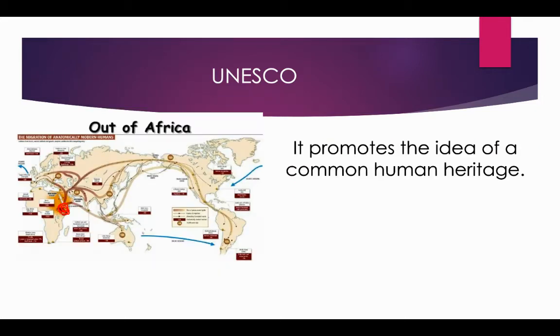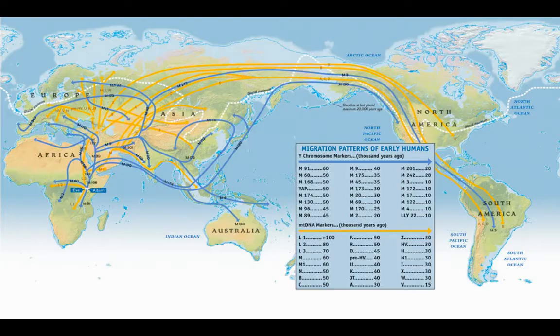Okay, so UNESCO promotes this idea that as humans, we all have the same heritage, right? The word heritage means history, right? So according to UNESCO, all humans have the same history. So instead of thinking about different nations of the world having their own distinct histories, UNESCO tries to promote this idea that we're all humans. So if you go back far enough, we all have the same ancestors. We all have the same roots.